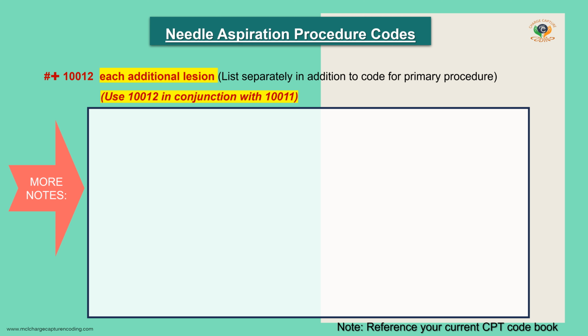For additional reporting guidelines for fine needle aspiration biopsy, including MR guidance on additional lesions, refer to the parenthetical statements under the CPT add-on code 10012.